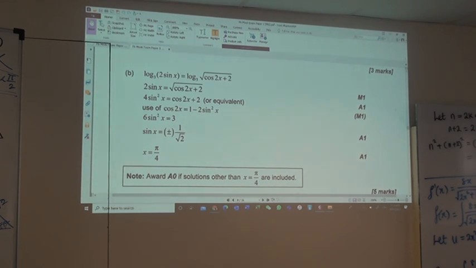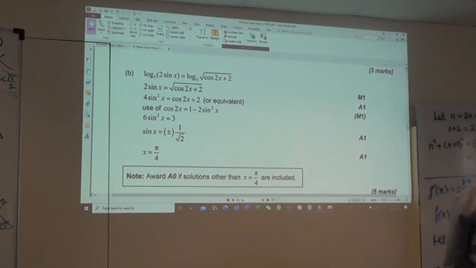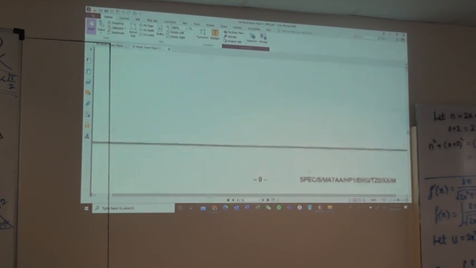Award 0. If solutions other than x equals pi over 4 are included, that means you are not taking note of the range of values, the interval that you are given. The last one will not be given if this is not the only thing you are showing us. If you are showing us other values, no, you've been given that x lies between 0 and pi over 2. Okay? 5 points. Easy stuff.